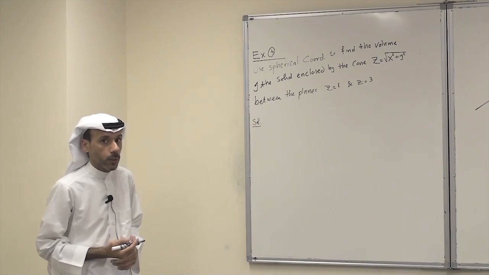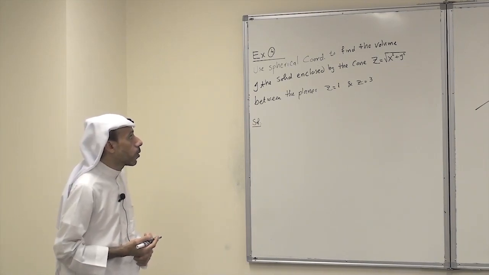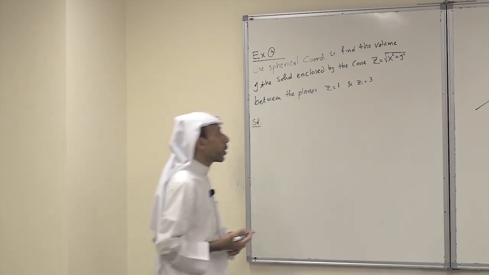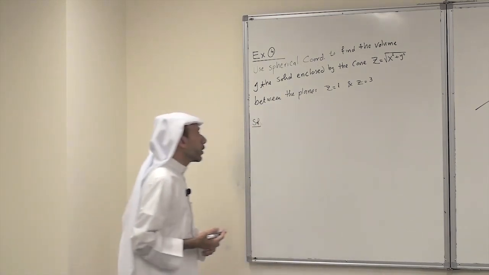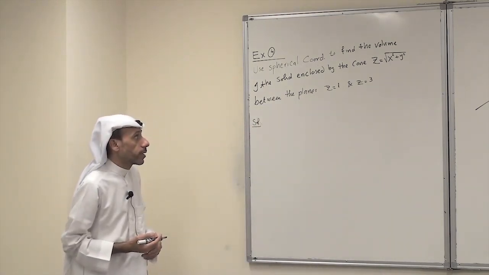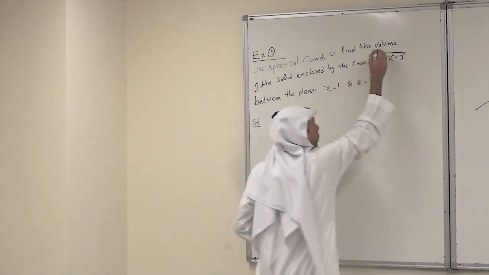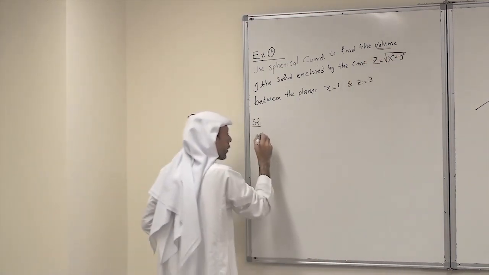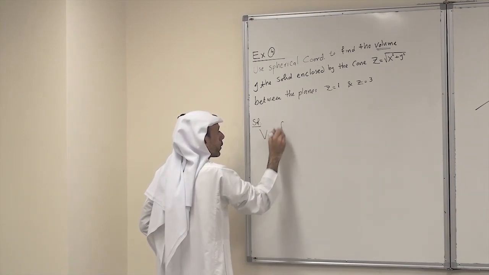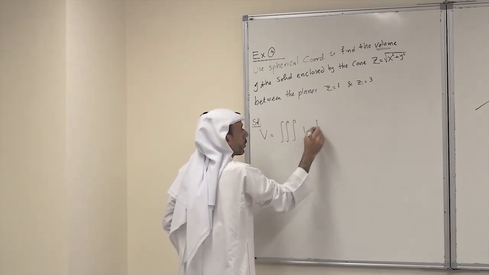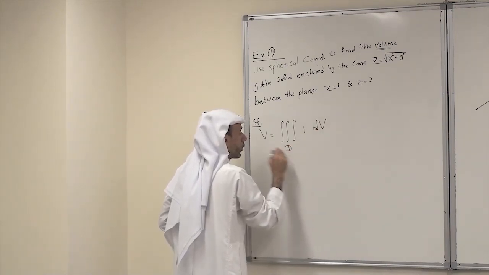We consider the following problem. Use spherical coordinates to find the volume of the solid enclosed by the cone z equals root x squared plus y squared between the planes z equals 1 and z equals 3. So it is a volume problem, so the formula will be as usual, the triple integral of 1 dV over D.